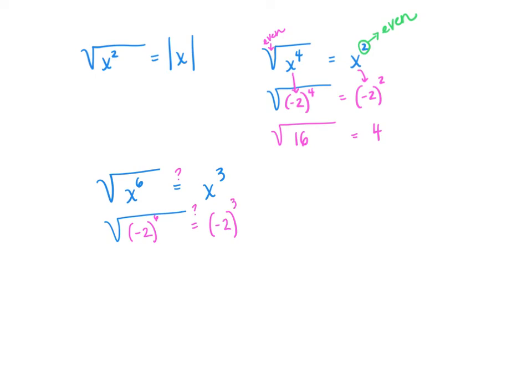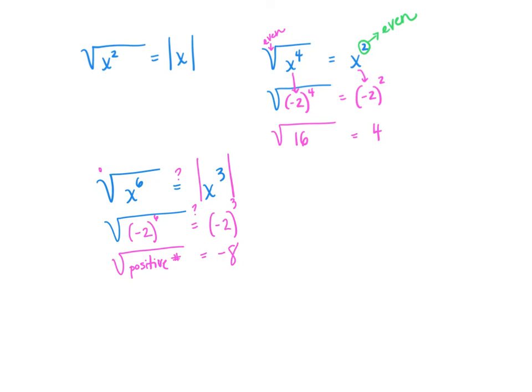Well, when you think about this, under the square root, when you take a negative number to the 6th power, aren't you going to get a positive number? And then when you take negative 2, that quantity to the 3rd power, isn't that going to be negative 8? So we know that can't be true. So when you have the square root of x to the 6th, it is x to the 3rd, but it's the absolute value of x to the 3rd.